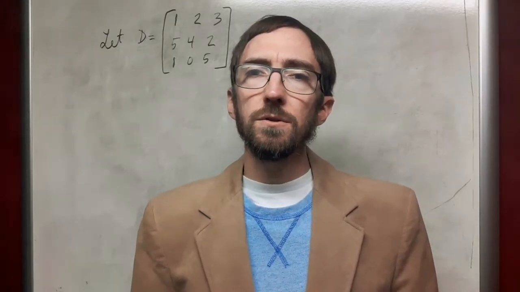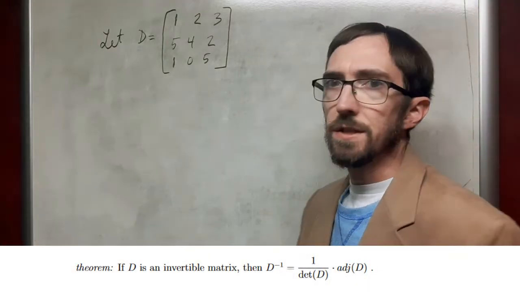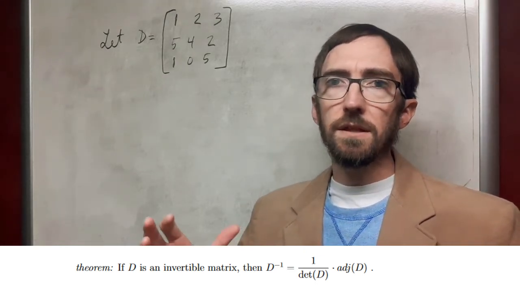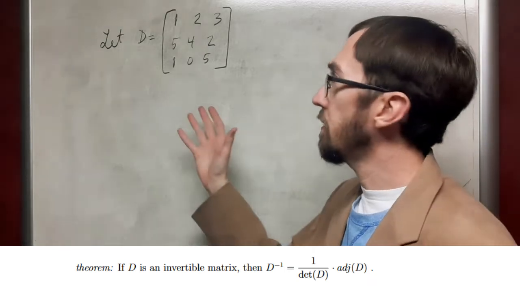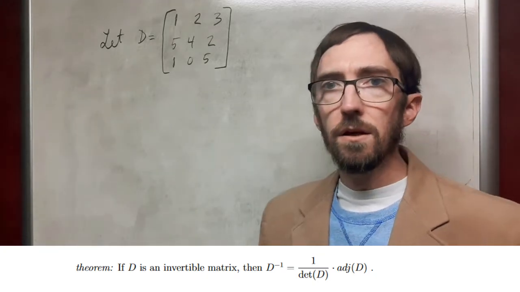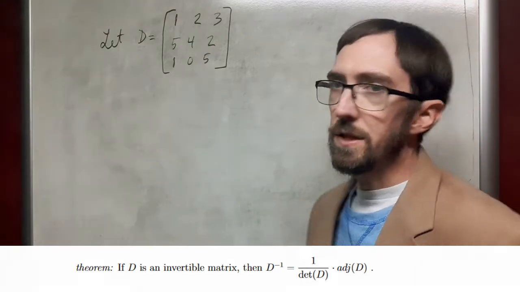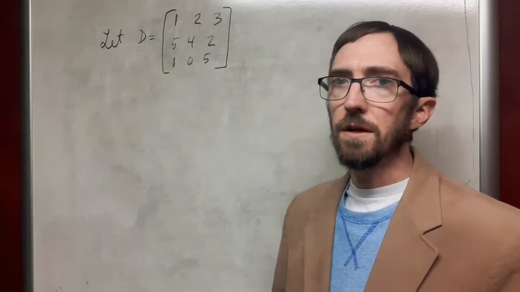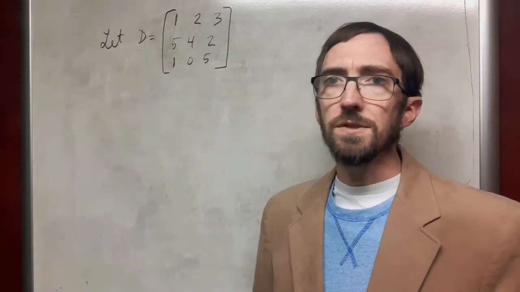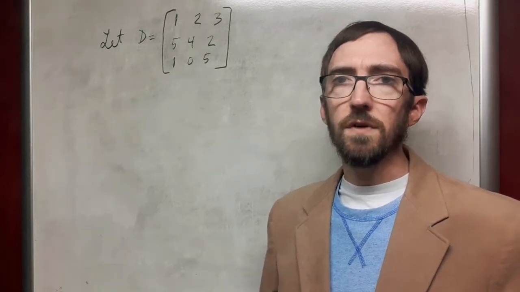Greetings. We are going to look at finding the inverse for a 3 by 3 matrix. To do that, we are going to use a theorem which tells us that we can take the reciprocal of the determinant and multiply that by the adjoint of the matrix, and the product of those two things will give us the inverse for this matrix. I've already done a video about finding the determinant of a 3 by 3 matrix, so you can reference that if you need to.